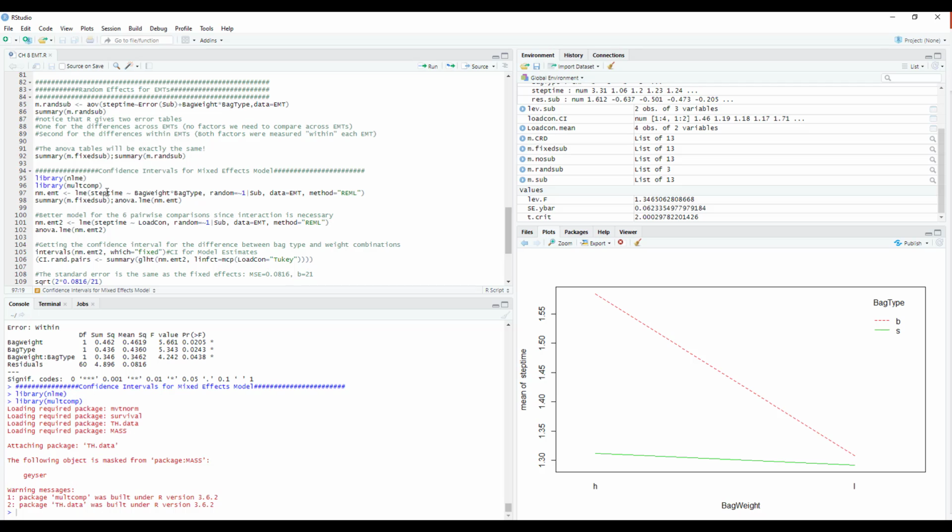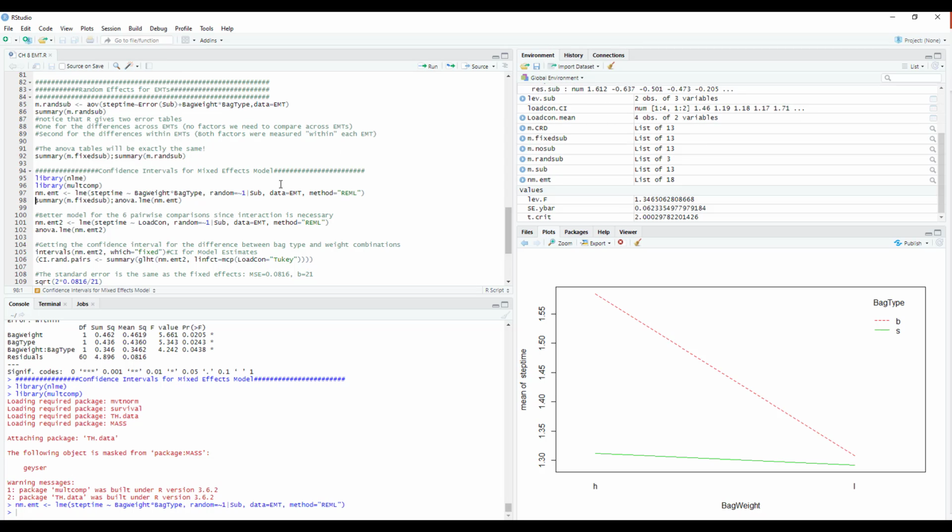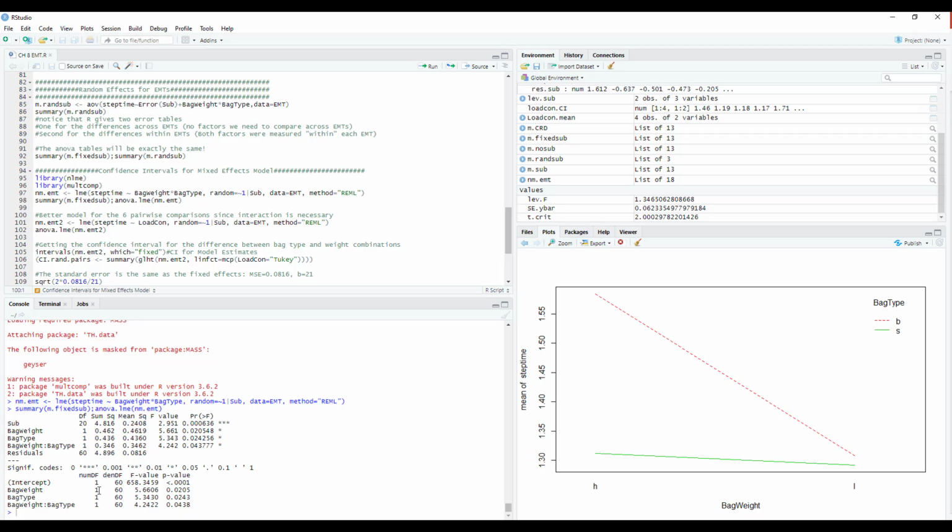We'll use lme with step time for the same effect of our factor. We want to include interactions, so we multiply them together. We want to tell it the random components, so random equals this tilde sign 1, which is going to basically fit a mean for each subject. So that's what this says: add a random effect mean for each subject. Data is EMT, method is REML. You don't really have to concern yourself with that. And then if we do anova.lme, you can see that we end up with the exact same results. So fitting the ANOVA table is the same either way, whether we use aov typically or this lme function.